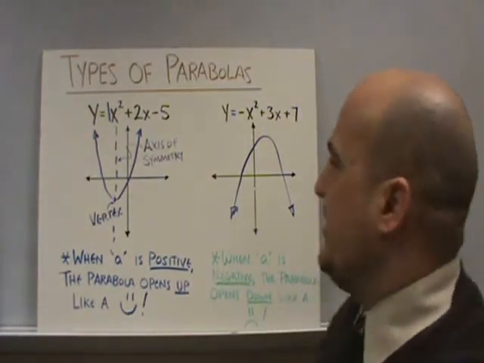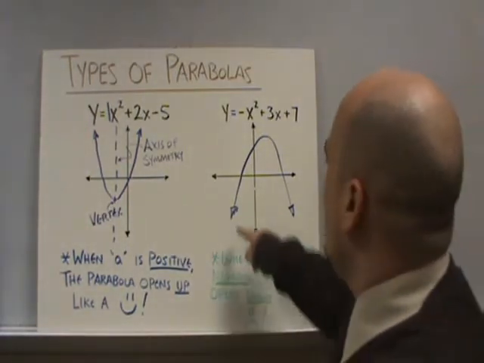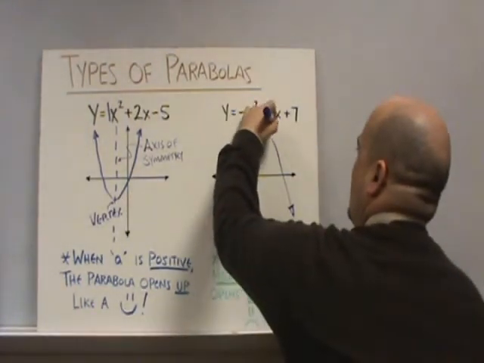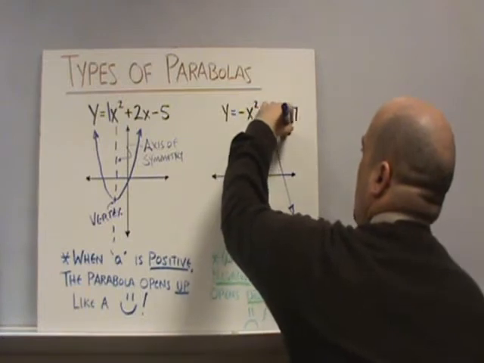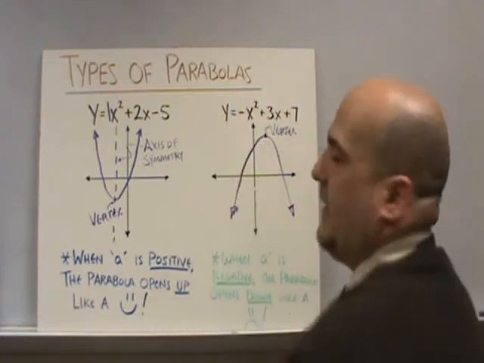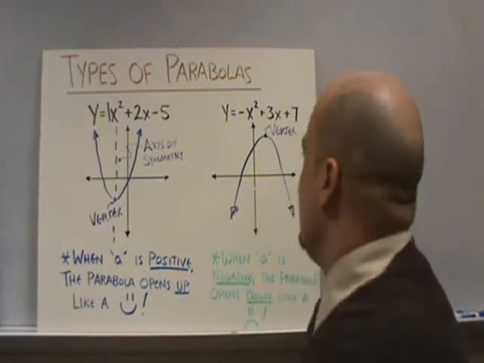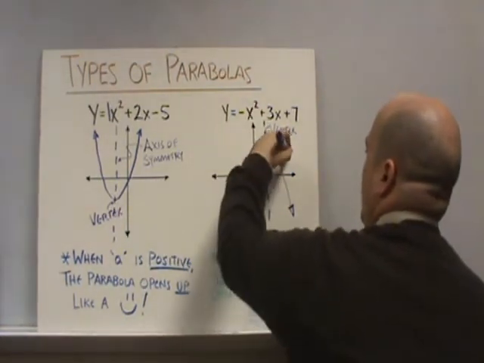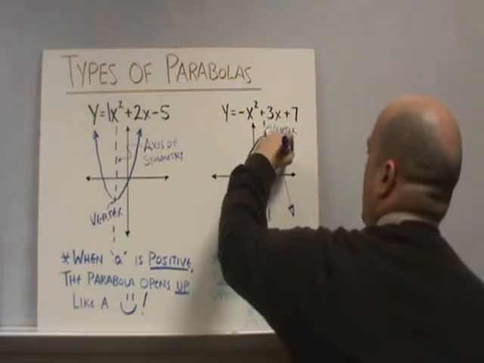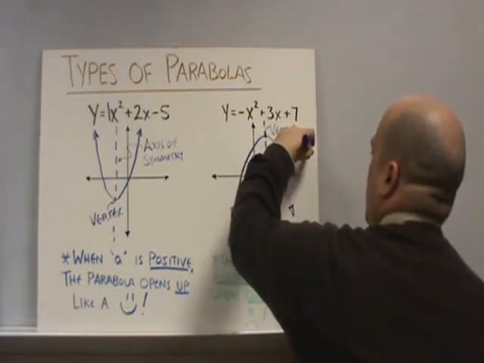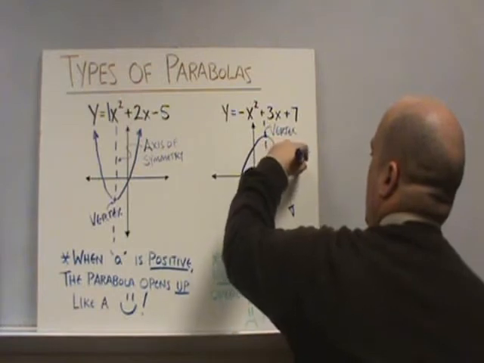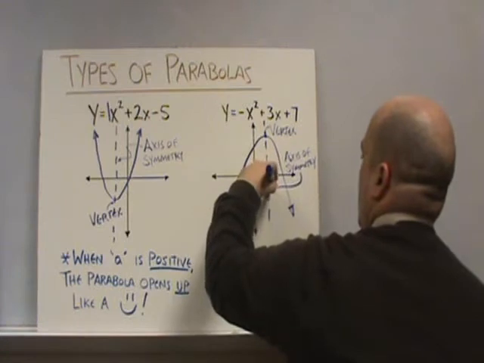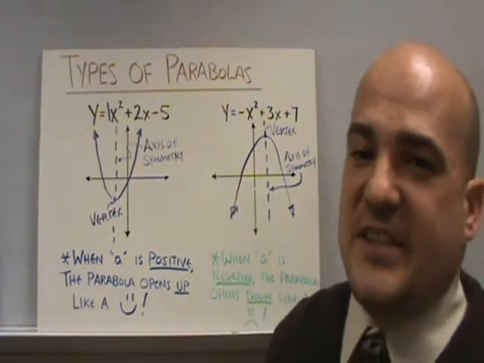All right, and if I were to label the vertex on this one, it looks more like our basketball shot here. So our vertex is up here at the top. It's a maximum this time. Okay, and if I were to draw the line of symmetry, you guessed it, it's a vertical line that goes right through our vertex. There's our axis of symmetry.